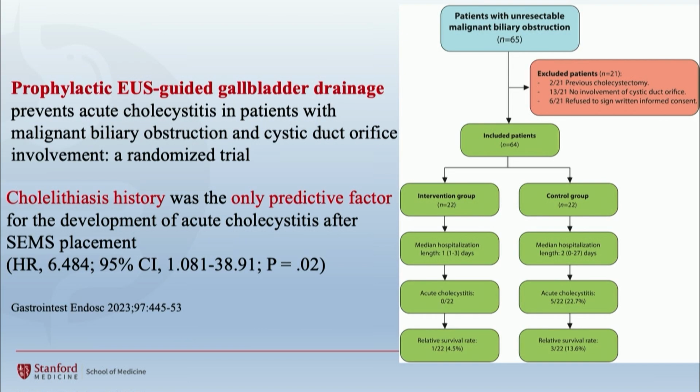This is a study that looked at prophylactic use of EUS drainage of the gallbladder in patients who have malignant obstruction of the bile duct and also involvement of the cystic duct. For patients who had prophylactic placement of a stent to drain the gallbladder endoscopically, 0 of these patients had cholecystitis compared to 23% of patients who didn't have prophylactic placement of a lumen-opposing metal stent.